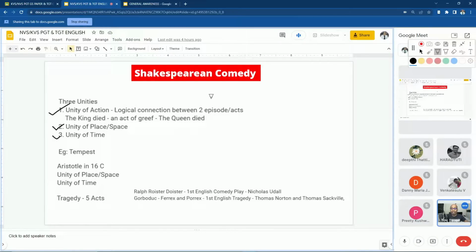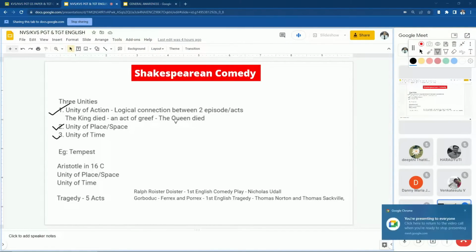Logical connection between two episodes, acts. The king died, and out of grief, the queen died. That means there should be a logical connection between one action and another action, or one episode and another episode, or one act and another act. That is the unity of action. You cannot start with the death of the king and suddenly the queen becomes jubilant and celebrates. There is no connection between these two. So unity of action means there must be a logical connection between two episodes and acts.